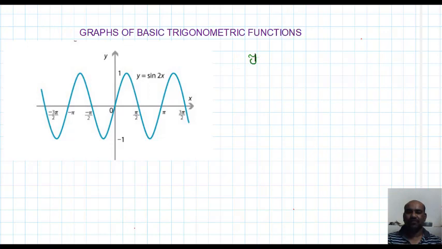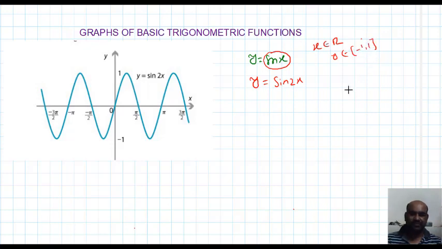Okay students, just now I explained the graph of y equal to sin x. Now I want to explain how to draw the graph of y equal to sin 2x. Students, you already observed that in sin x, x is any real number and y is only from -1 to 1. In other words, I can say -1 ≤ y ≤ 1 only.